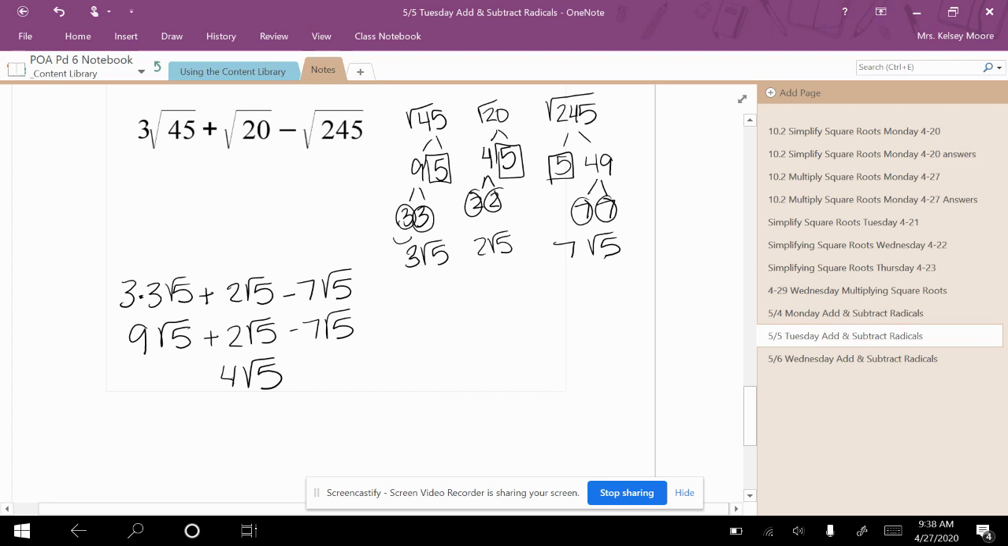Okay, so that's basically all you have to do. You just have to make sure you do the extra work to break the numbers apart. And then you can put them back in and add like terms together.